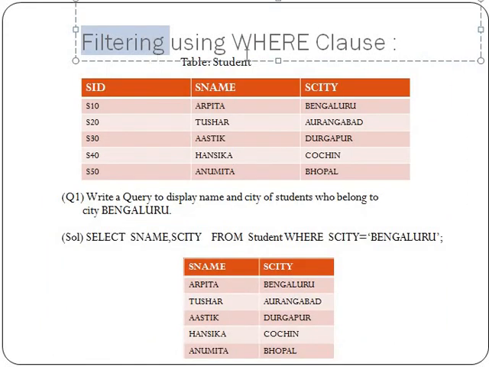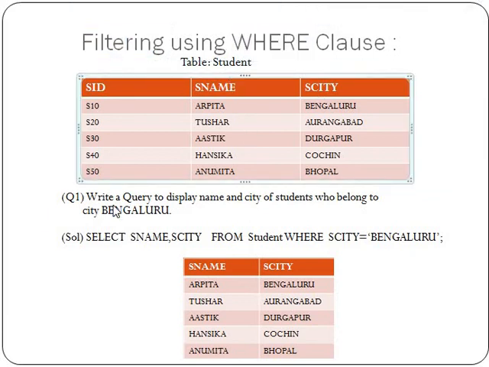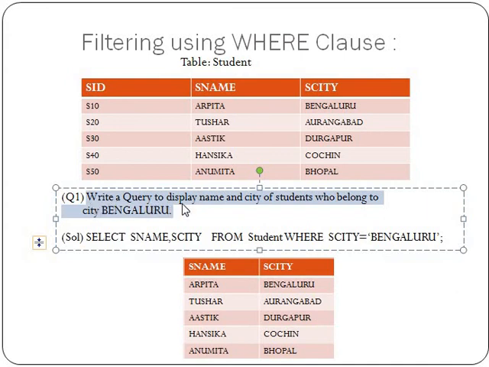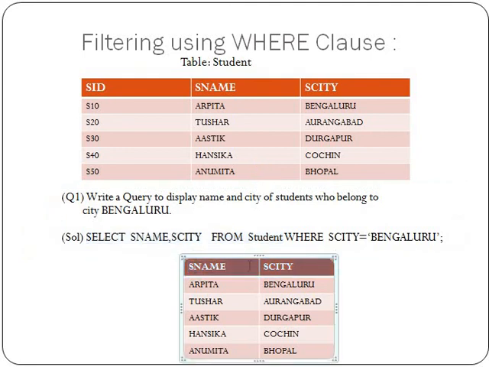Now I am going to explain filtering using the where clause with the help of this table named student. Now read this question. It says, write a query to display the name and city of students who belong to the city Bangalore. That means we first have to display the name and city of the students. Name is represented by the column S name and city of the students is represented by the column S city. So in the select statement, I am going to select S name, S city from the table student. This is going to show us two columns, that is S name and S city in the output table.